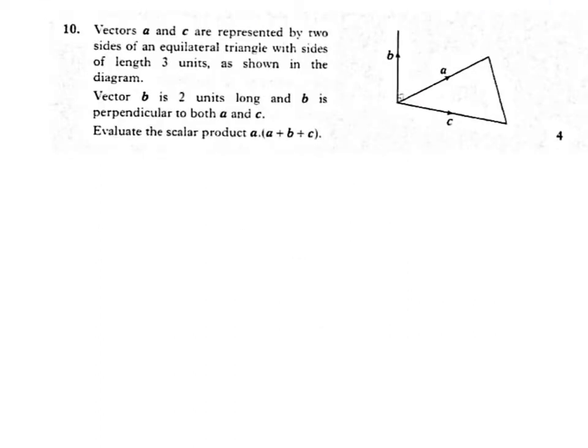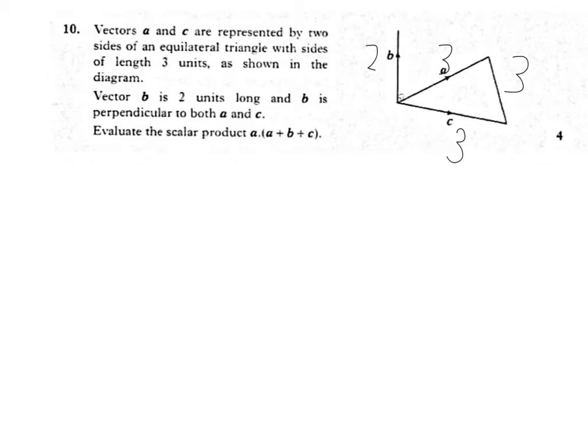Section 8, question 2. Vectors a and c are represented by two sides of an equilateral triangle with sides of length 3 units. I'm just going to put that in just now. As shown in the diagram, vector b is 2 units long and b is perpendicular to both a and c.